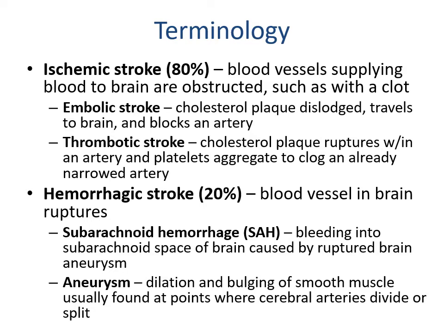Now we also have hemorrhagic strokes, which accounts for the other 20% of strokes, and here the blood vessels in the brain actually rupture. And so we have a subarachnoid hemorrhage, so bleeding into the subarachnoid space of the brain caused by a ruptured brain aneurysm. An aneurysm is a dilation and bulging of smooth muscle, usually found at points where cerebral arteries divide or split. In essence, it looks like a bubble going off the side of an artery that has become thinner and thinner through the epithelial tissue and eventually ruptures.